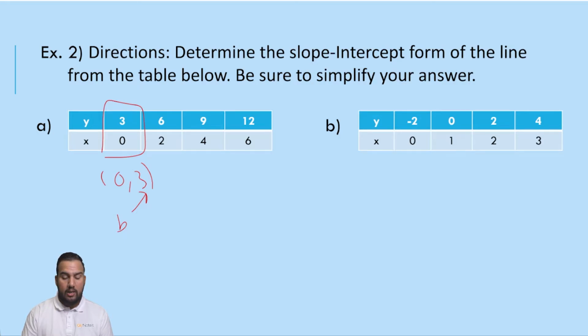I use patterns. So ask yourself, 3, 6, 9, 12. What are you counting by? You're counting by 3. So I know the change in y is going to be +3. What about the x? 0, 2, 4, 6. What am I counting by? 2.